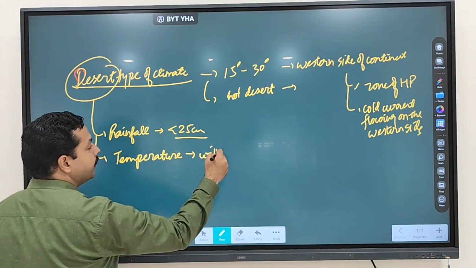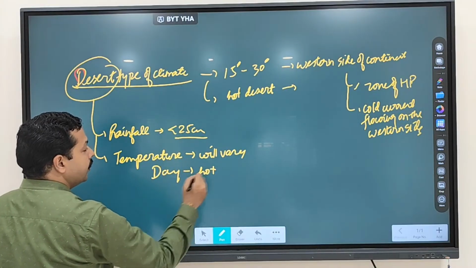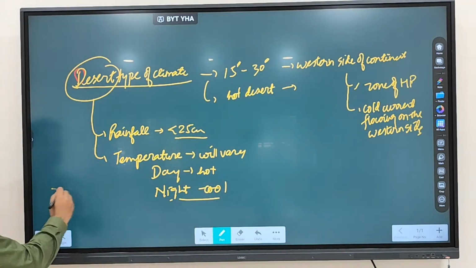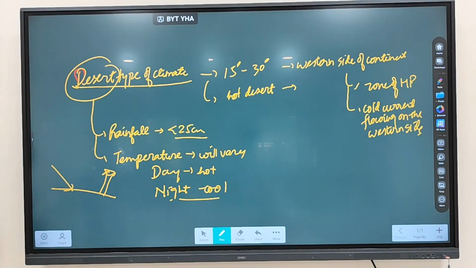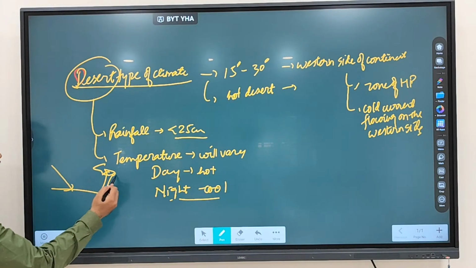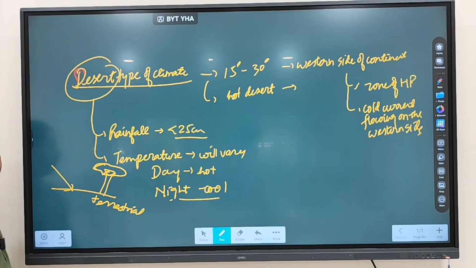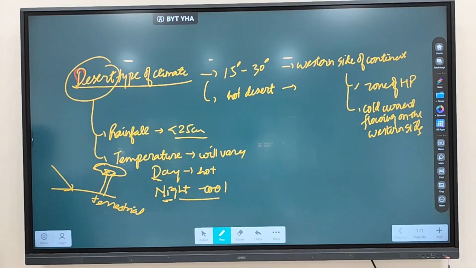Temperature will vary. During daytime you will see hot condition. During night time you will see cool condition. Because during daytime more sunlight will be received, and at night time the earth will radiate all the sunlight that it has absorbed, which we call terrestrial radiation. Since no clouds are there, the earth will cool down quickly. Clear? So no clouds are there to reflect in desert region, and the earth will cool down quickly. So you'll find daytime hot condition, nighttime colder condition.